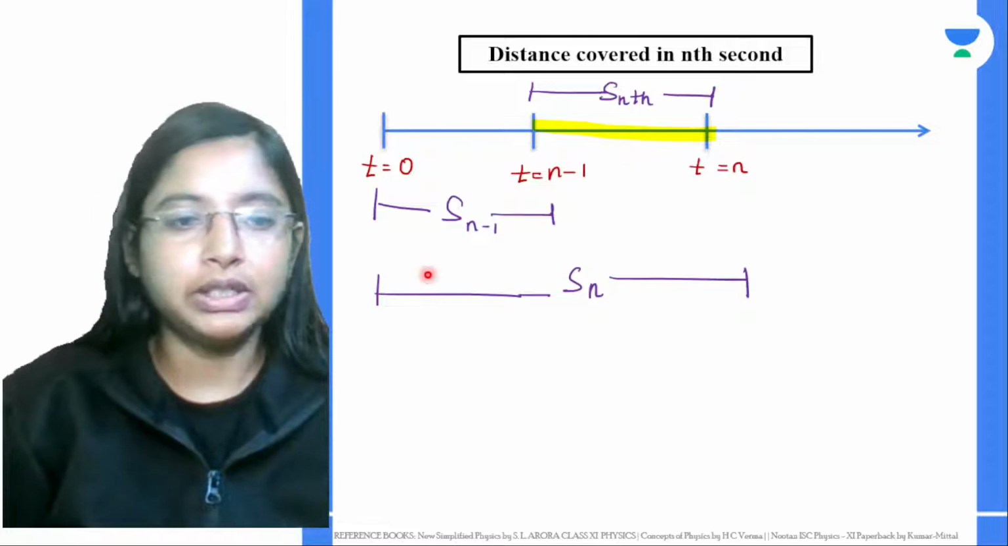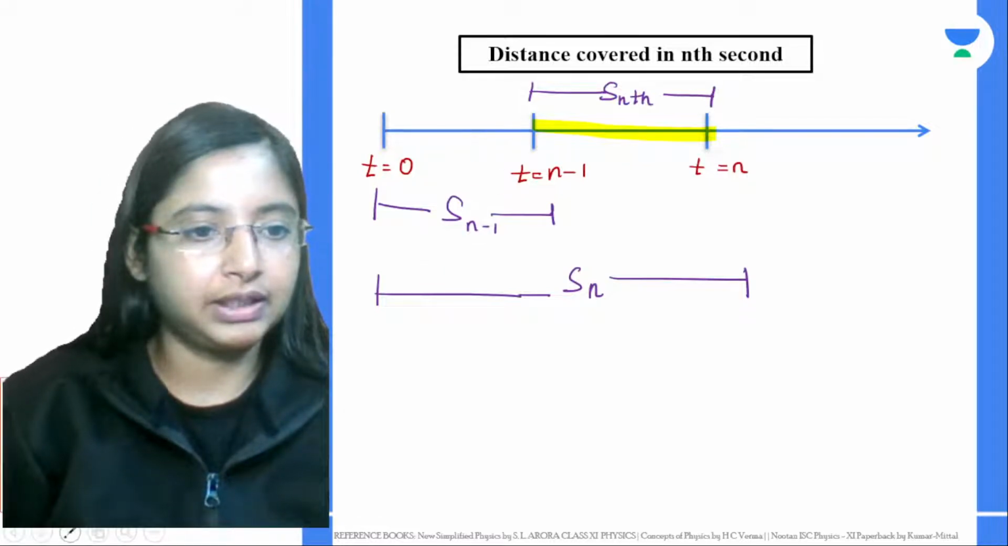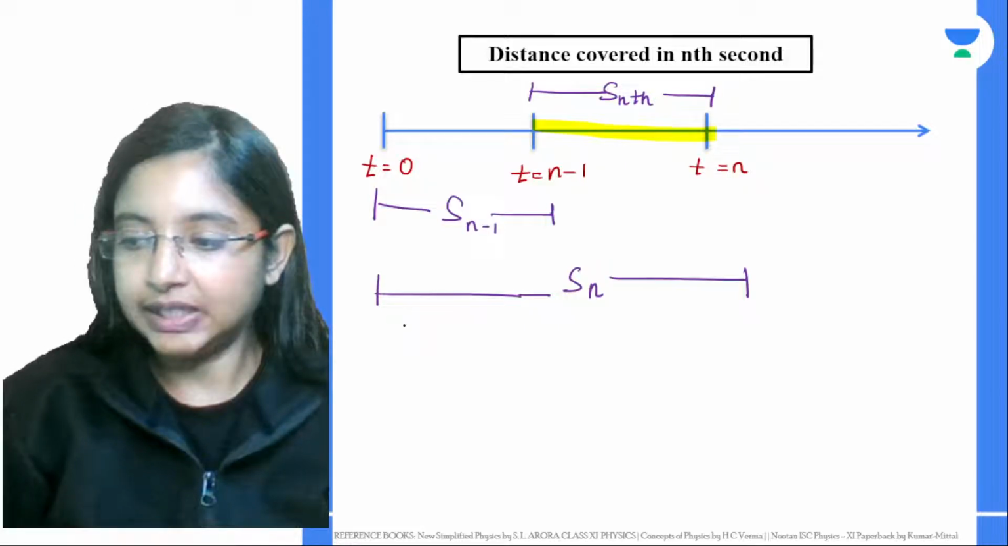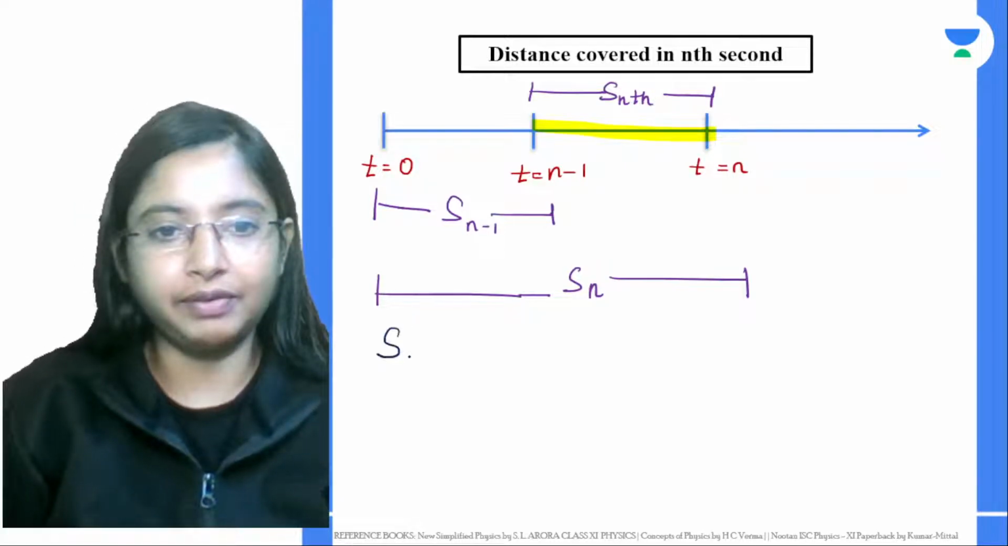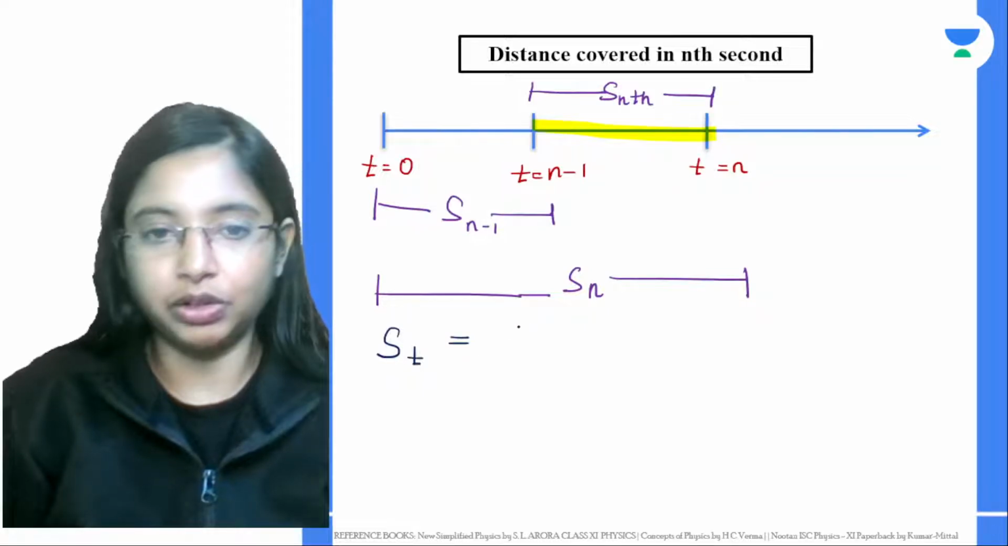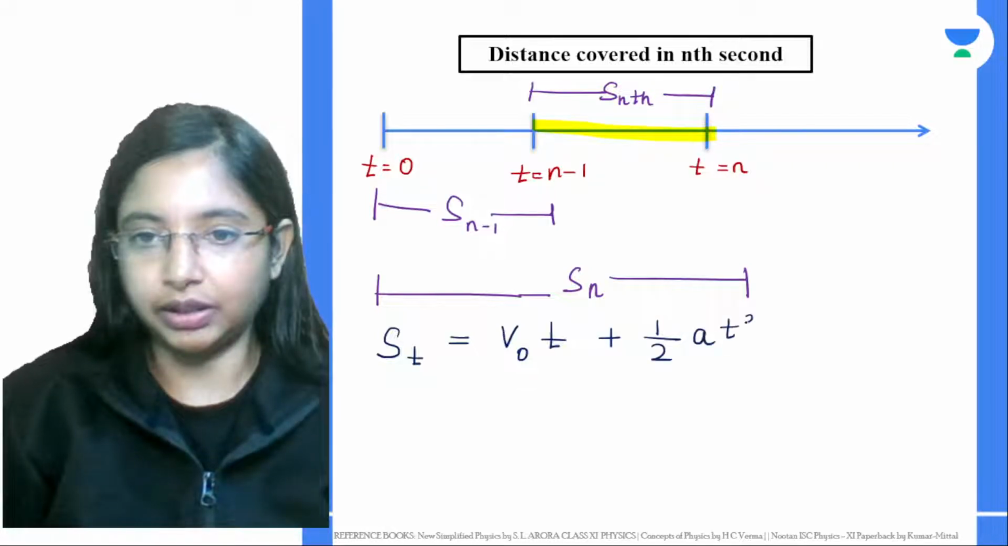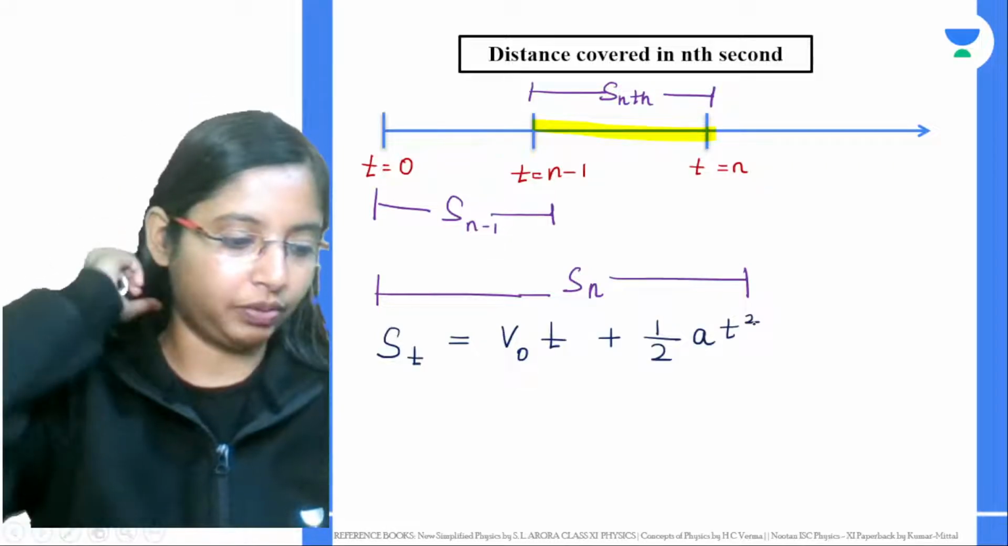Okay, now what is the distance traveled? Let's say the distance traveled for the first t seconds. So this distance traveled will be given by what equation? It will be initial velocity times t plus half a t square, right? So this will be given by this equation.